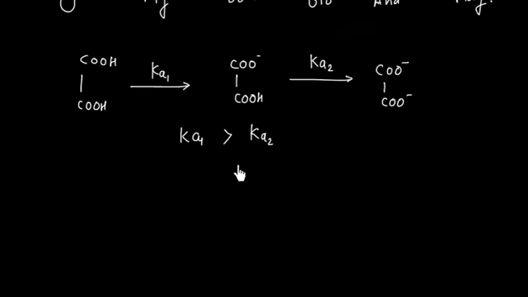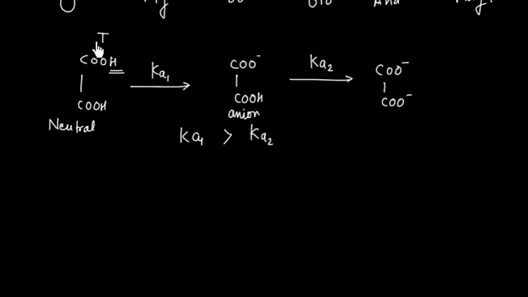Why is this so? In the first case, we are removing a hydrogen from a neutral molecule. But in the second case, we are removing a H plus from a negatively charged ion. So when we want to lose this H plus, this molecule tries to attract H plus. This means it will have less tendency to lose H plus.